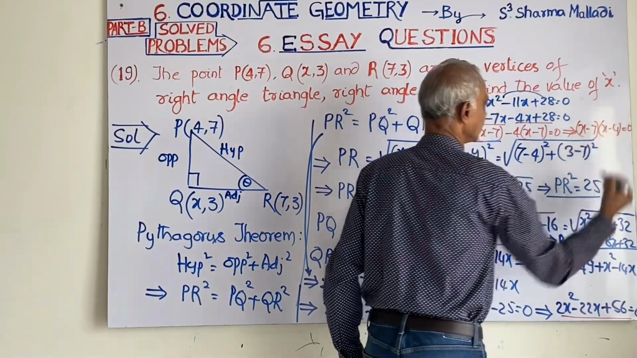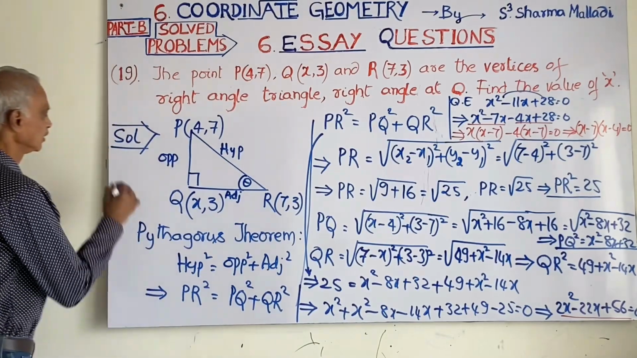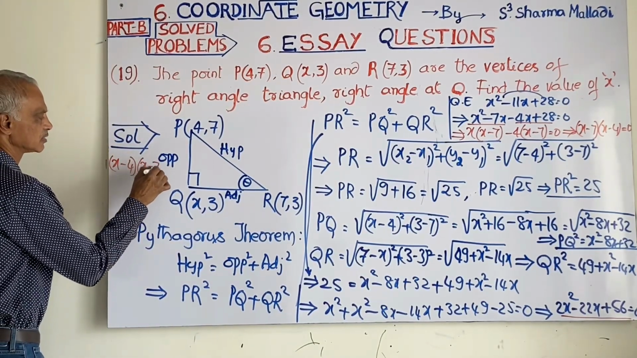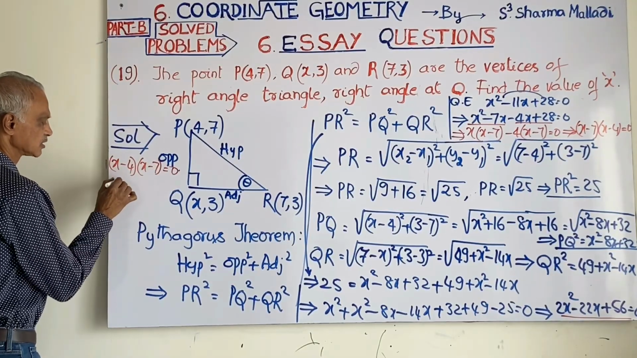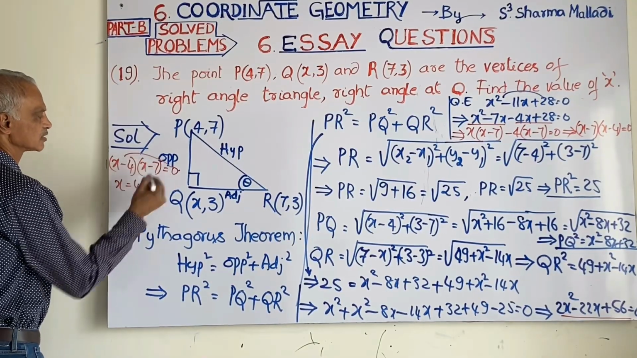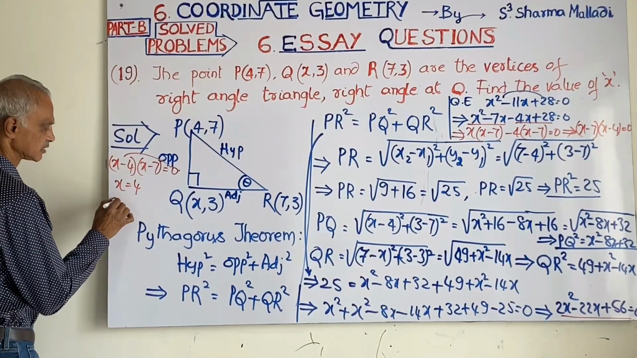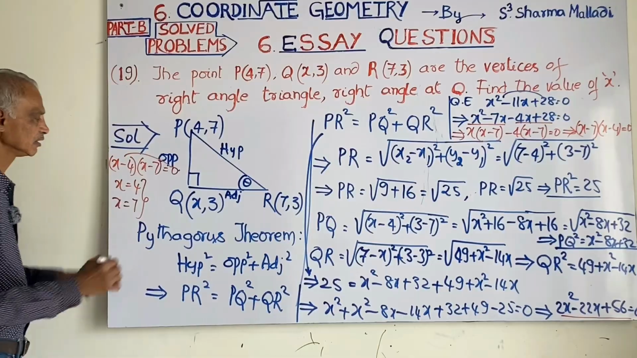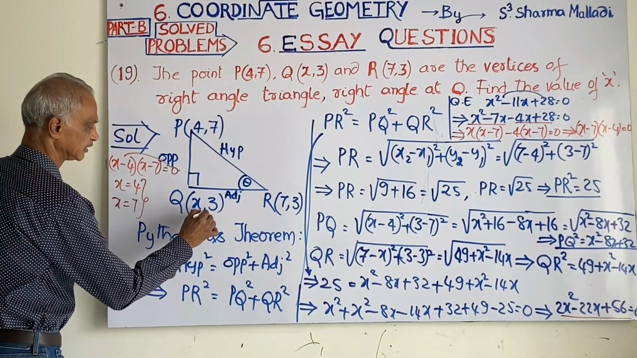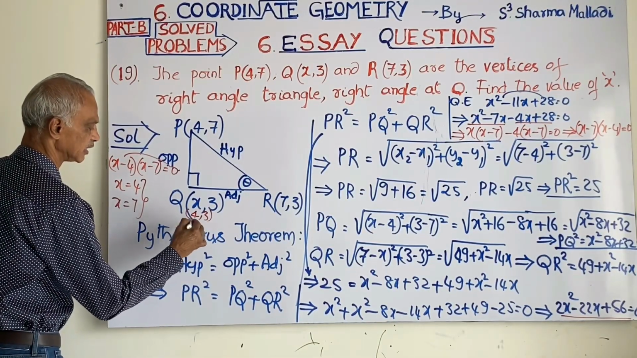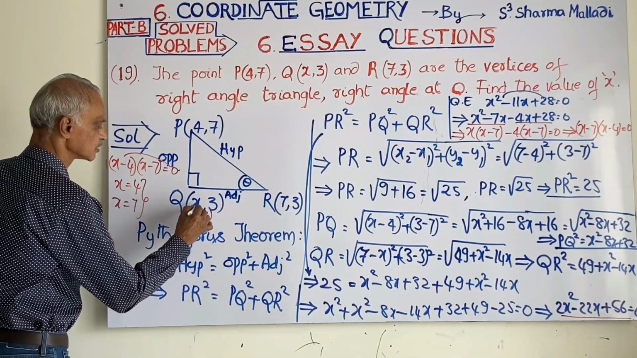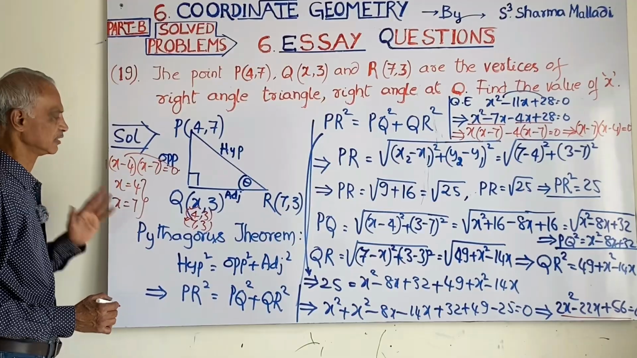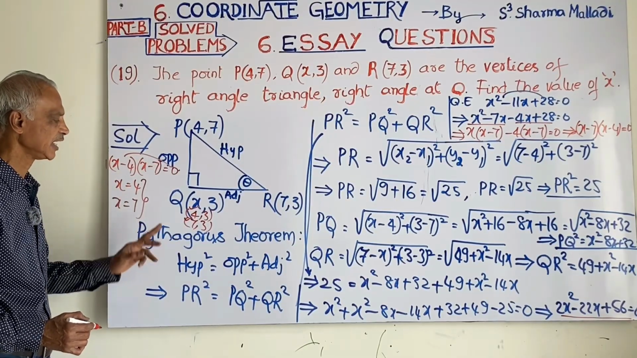is equal to 0. Now, what you got? x minus 4 into x minus 7 is equal to 0. You got x is equal to 4 and x is equal to 7. You got two answers. Here you can write 4, 3, and also you can write 7, 3. Two answers, 4 and 7. What is the value of x? 4 and 7. You take 4, 3 and 7, 3.